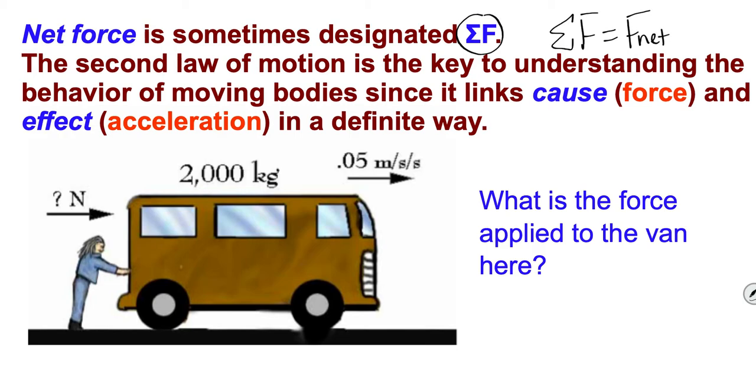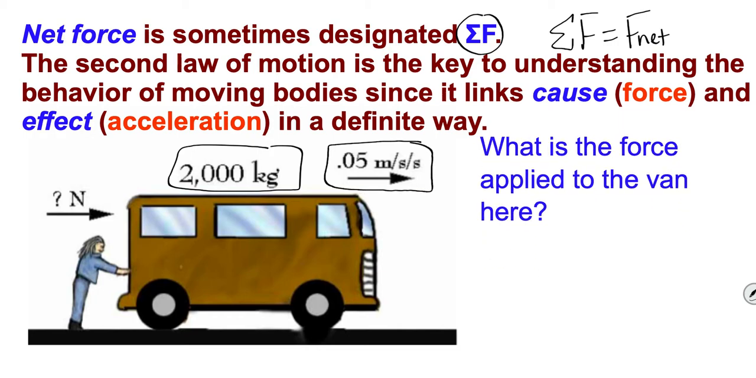All right, the second law of motion is what you've got to think about when you're trying to figure out net force. In this scenario here, you're pushing a bus. We don't have any friction involved yet, that's coming. But we want to figure out the force involved. You have a 2,000 kilogram mass that you are accelerating 0.05 meters per second squared. And we want to figure out what is the applied force to the van.